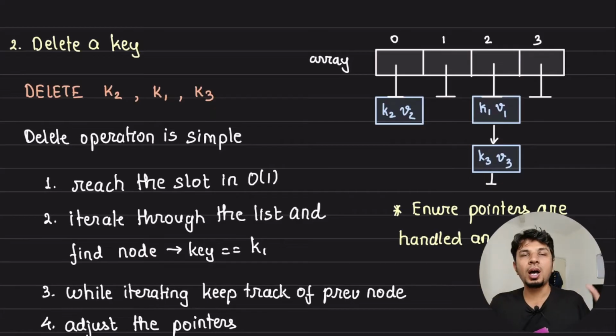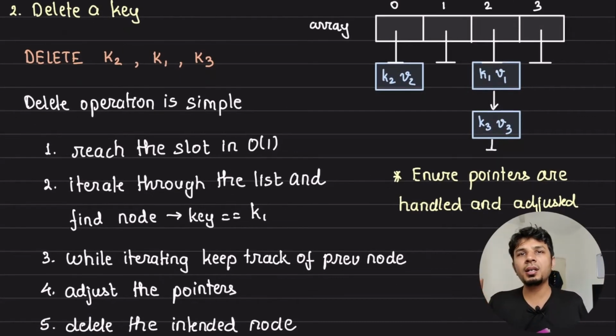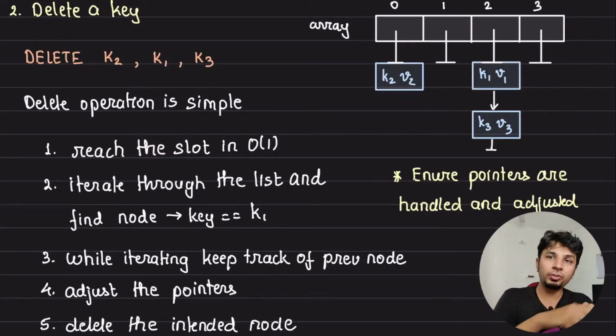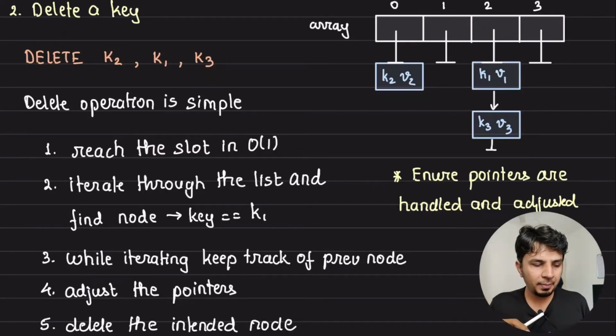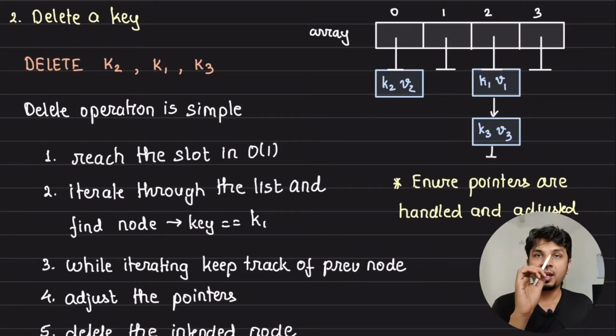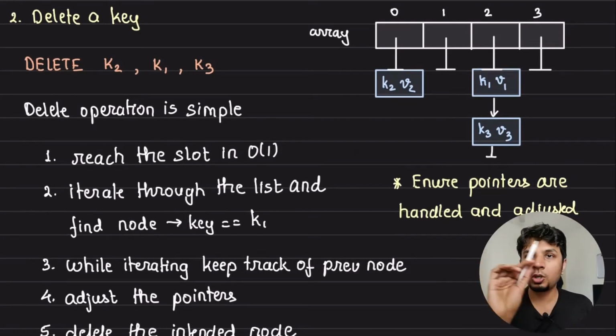Now, how adding a key was straightforward. It was just about inserting it into the linked list. Deleting is also very straightforward. So let's say we delete in a particular order. Let's say we first delete K2, then we delete K1, then we delete K3. Just to set the context, the array is of size 4. So 0, 1, 2, 3. On slot 0, I have K2, V2. On slot 2, I have K1, V1 and K3, V3 in this order, right?